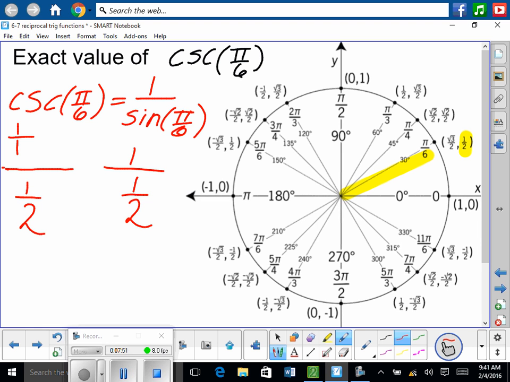Does everybody see how I rewrote it? Okay, so then I can say to myself, dividing fractions is easy as pie. I flip the second fraction and multiply it. So then we're going to simplify this. We're going to flip the second fraction, so I put a 2 on top and a 1 on bottom.